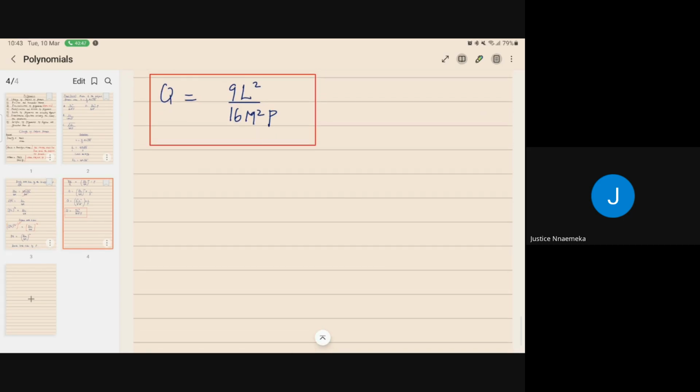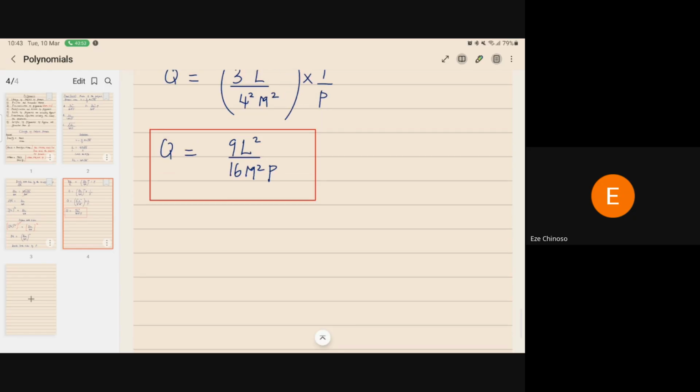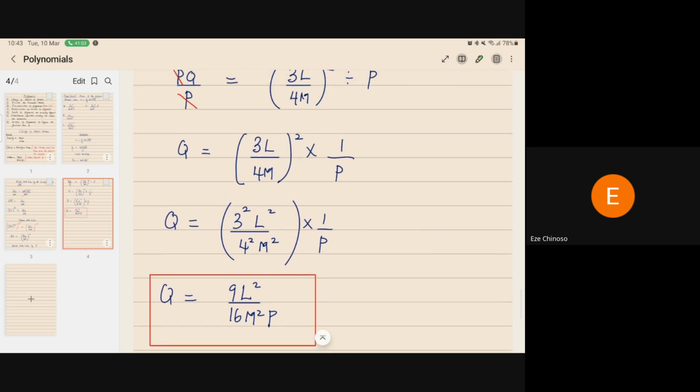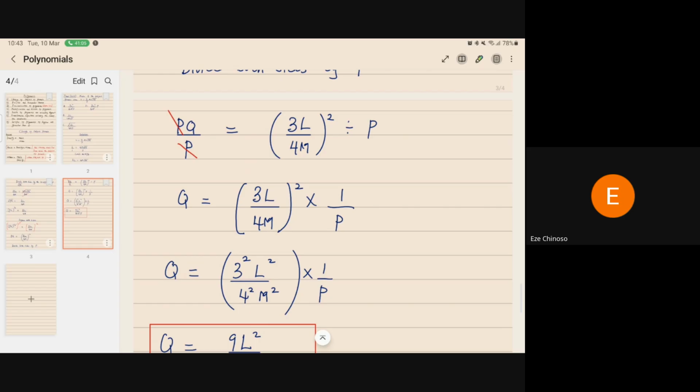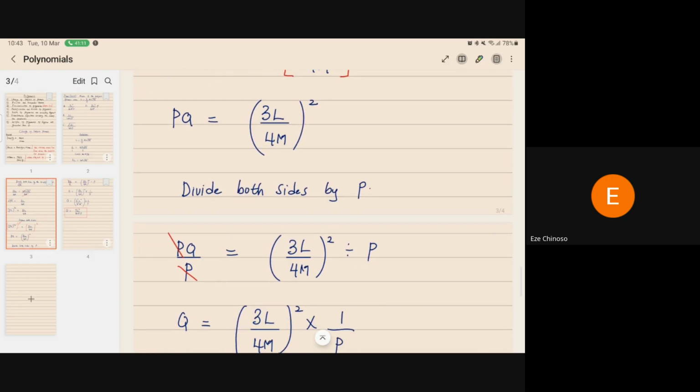If you have a question, you can ask. Yes, I want to ask a question. I thought that 3L, when you square it, that the 3 and L are together, so that when you take the square root of both sides, it will be 9L without any square on the L. Okay, that square is actually for both of them.